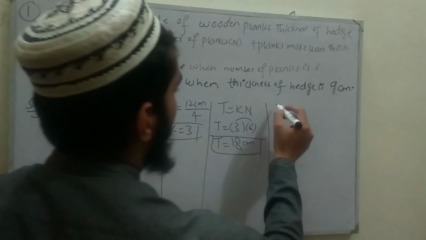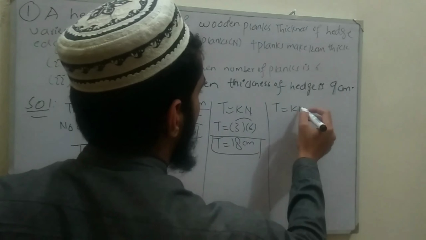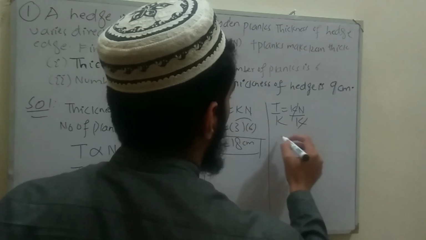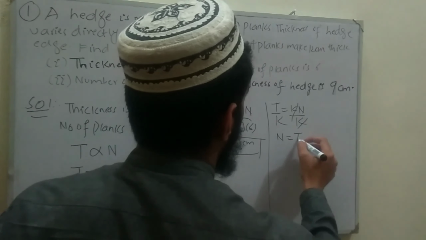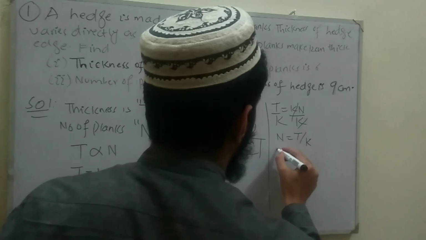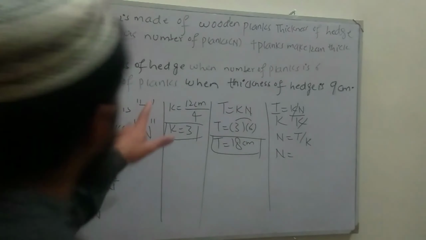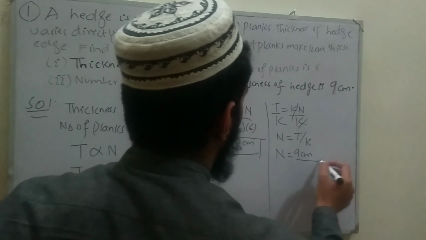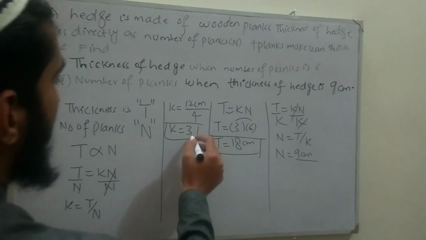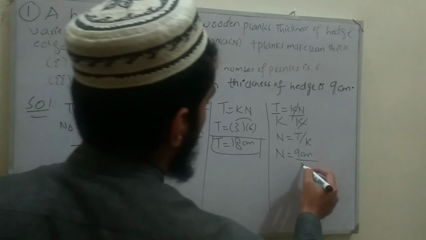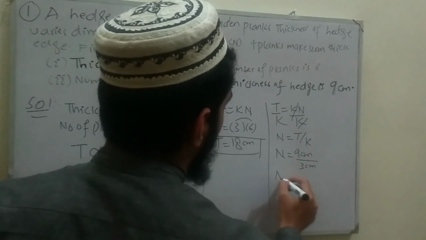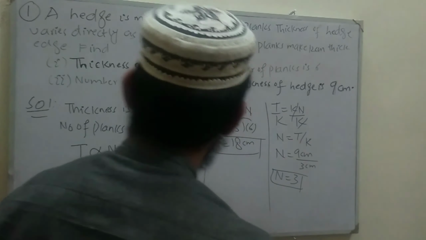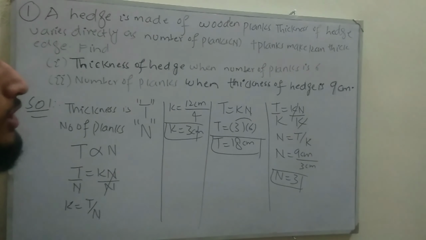Now finding part 2, the number of planks when the thickness of a hedge is 9 cm, using T is equal to Kn. Divide both sides by K. So number of planks will be equal to thickness divided by constant K. Thickness is 9 cm divided by K, which is 3. So the number of planks will be equal to 3. So this is the solution to the first question related with exercise number 3.5 variation.